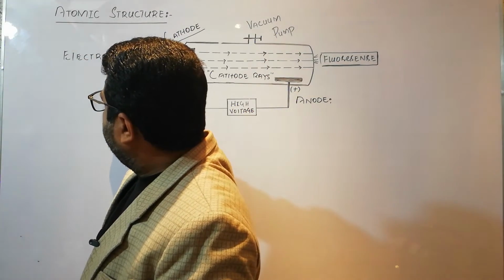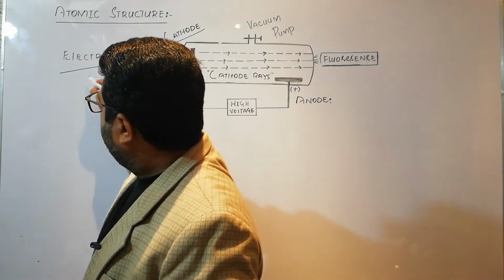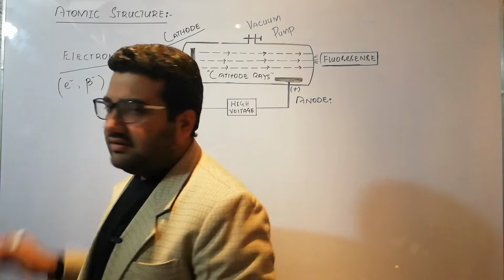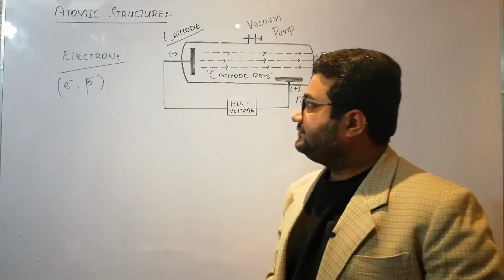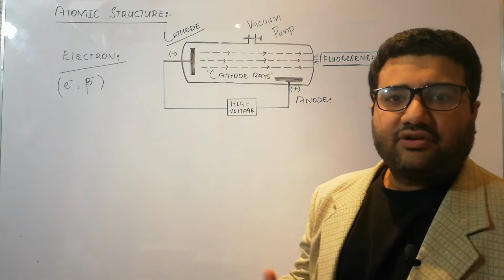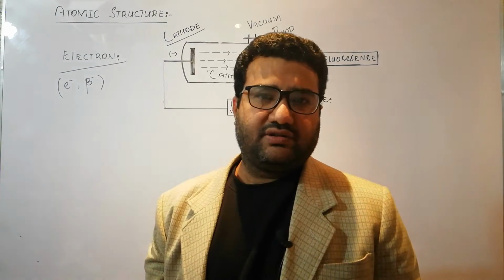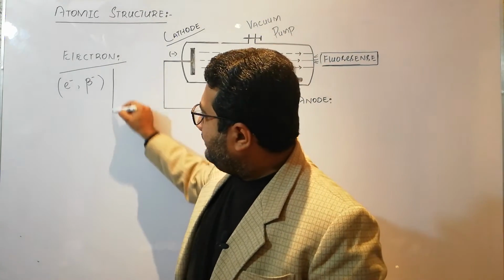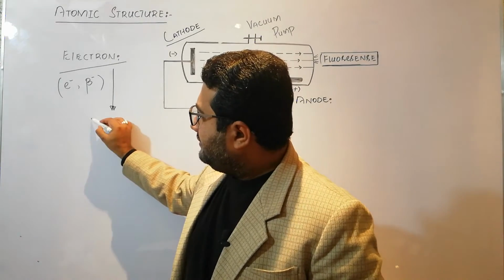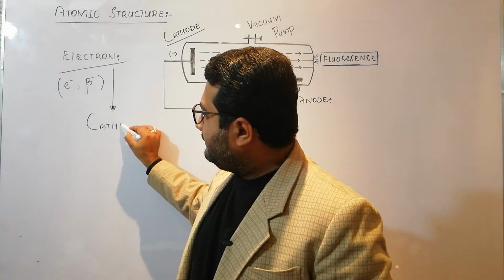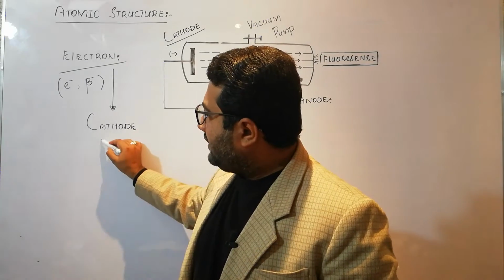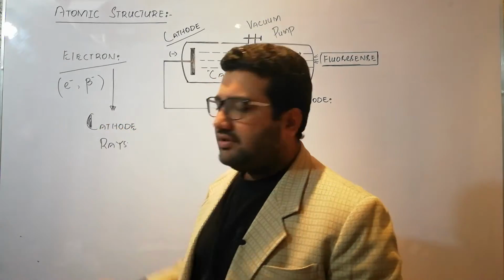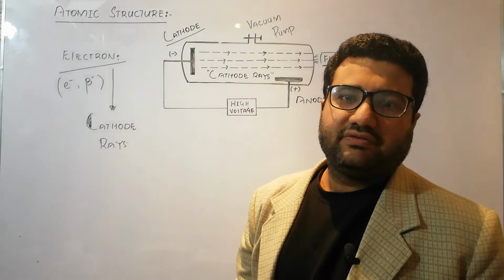Now the electron. The symbol e minus, or even beta minus, is used for electron. How were the electrons discovered? Who discovered the electrons? Let's move towards this. Basically, the discovery of electron is related to the discovery of cathode rays. So the discovery of electrons is related to the discovery of cathode rays.